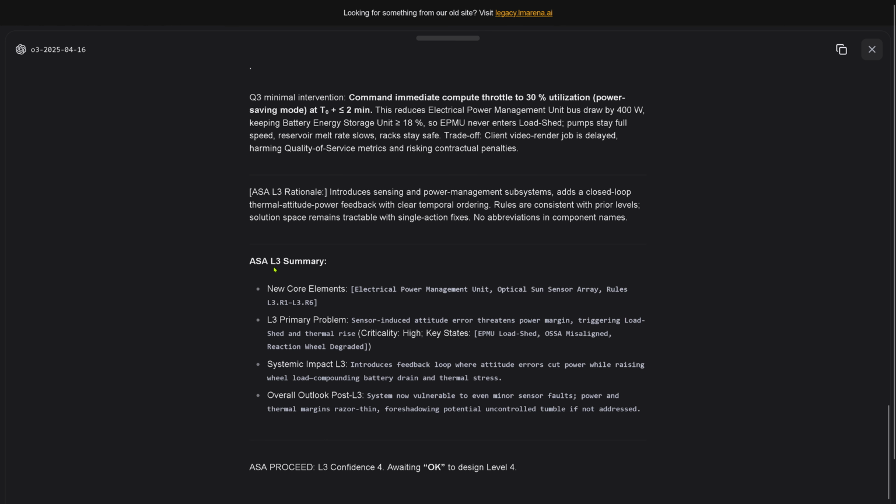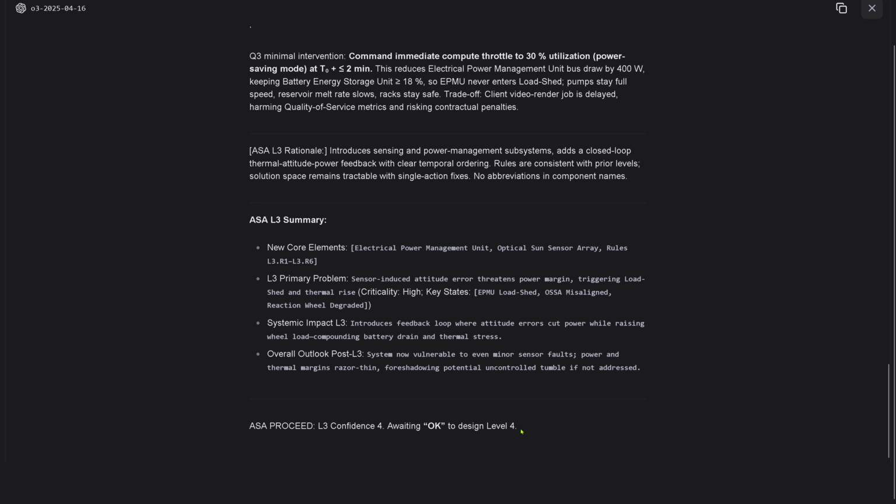Well, at the end of level 3, we have the following state, the following primary problems, the following systemic impact. It introduces a feedback loop where the attitude errors cut power while raising the wheel load, compounding battery drain and thermal stress. And the system is now vulnerable to even minor sensor faults. Power and thermal margins are razor thin, foreshadowing a potential uncontrolled tumble of our station if not addressed immediately.